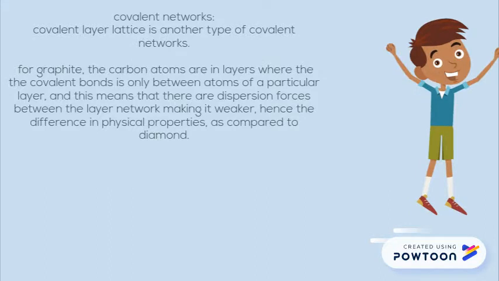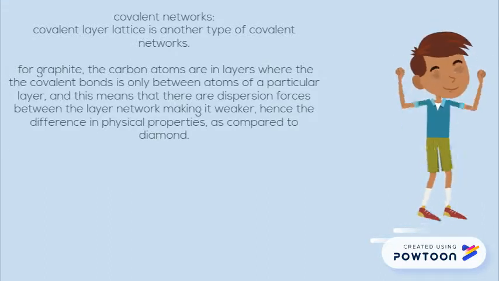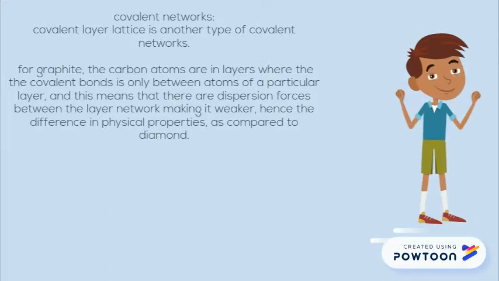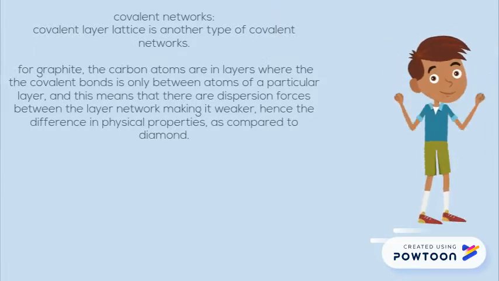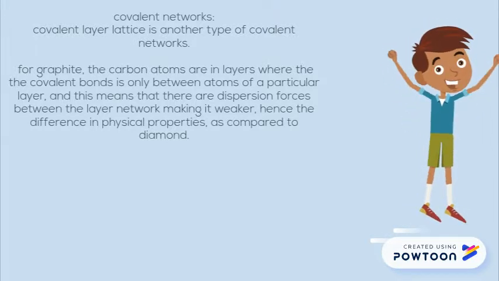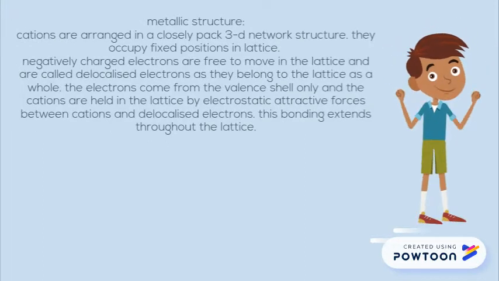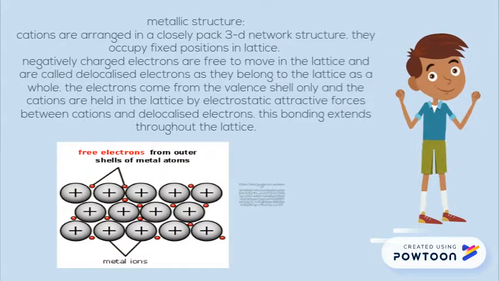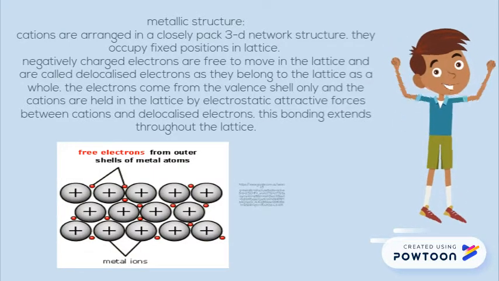Covalent networks. Covalent layer lattice is another type of covalent network. For graphite, the carbon atoms are in layers where the covalent bond is only between atoms of a particular layer. This means that there are dispersion forces between the layer networks, making it weaker, hence the difference in physical properties.